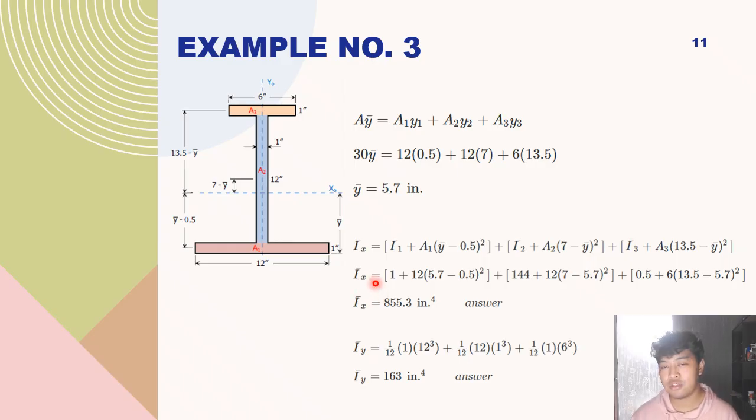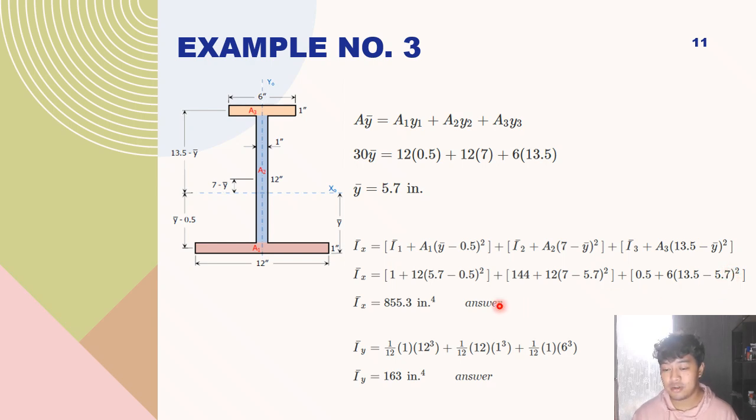Ix with respect to the centroidal axis. So we have here I1, which is what we have computed earlier, plus area 1, which is 12 times (5.7 minus 0.5) squared, plus 144 for I2, plus 12, which is our area 2, times (7 minus 5.7) squared. And then for area 3, we have 0.5, our I3, plus the area 3, 6 times (13.5 minus 5.7) squared.